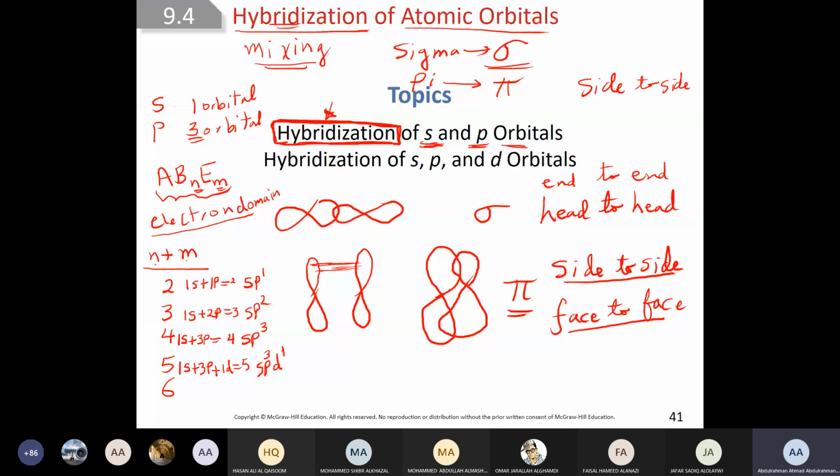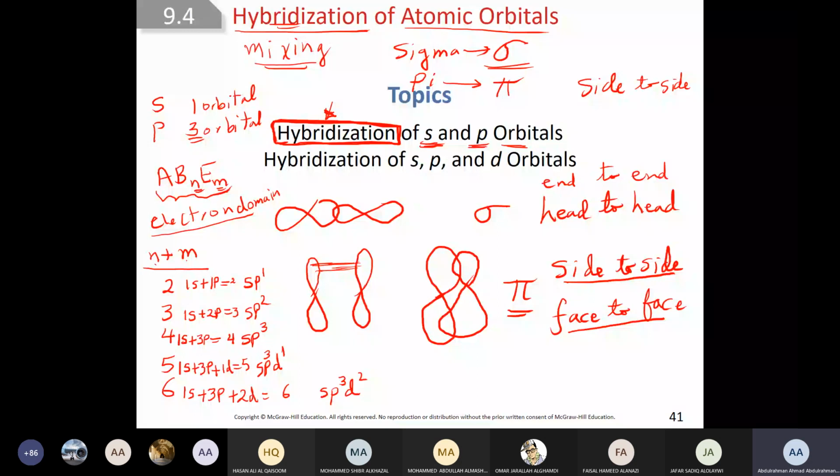When we have 6, then 1s interacts with 3p and then 2d to make 6. What are the names of these orbitals? sp3d2. That's the theory. That's the theory of hybridization.